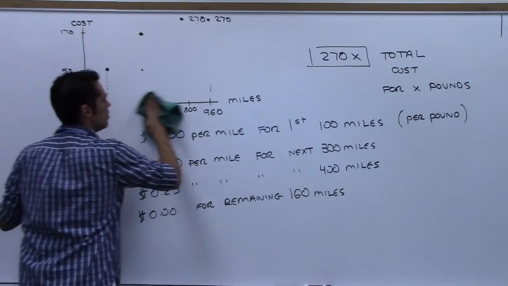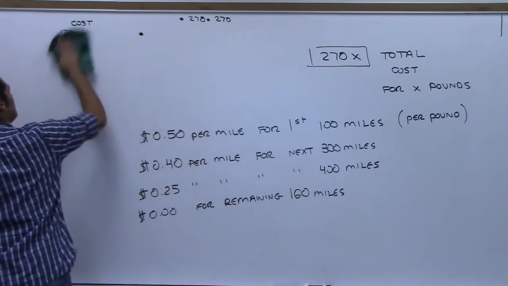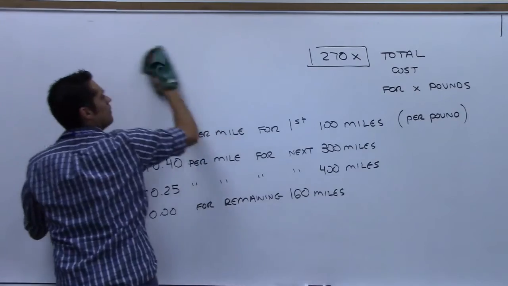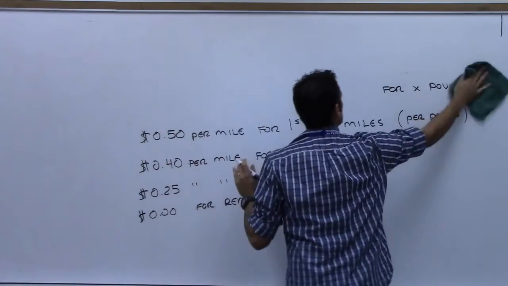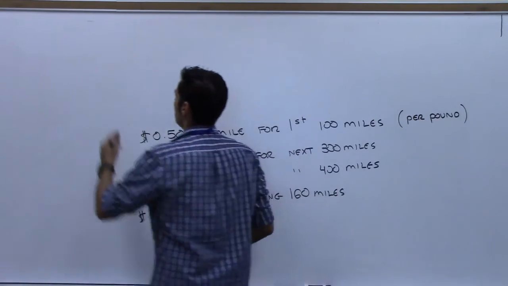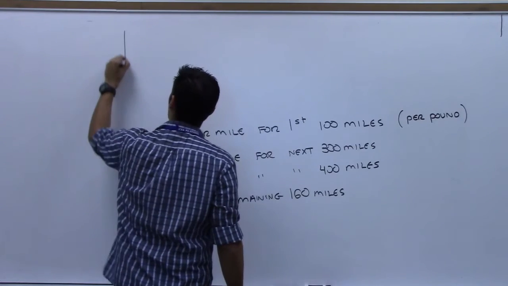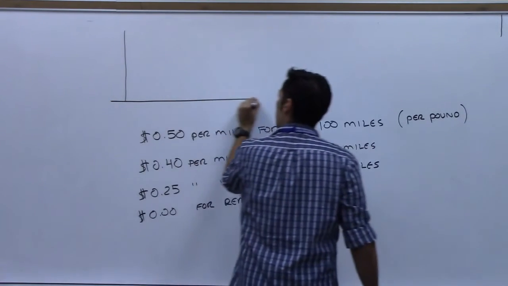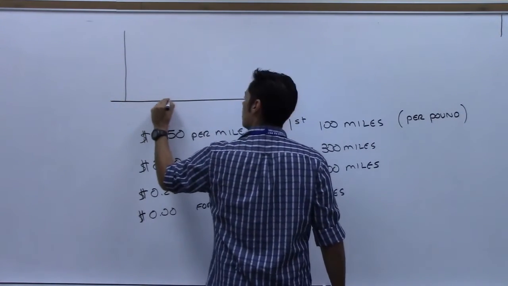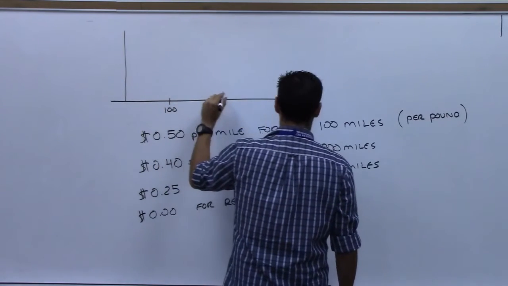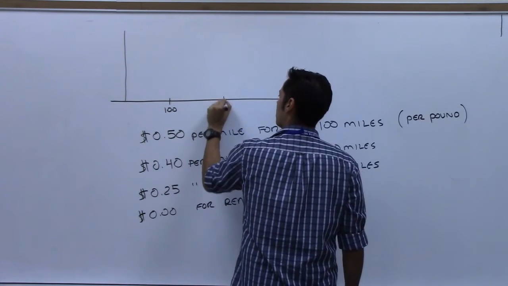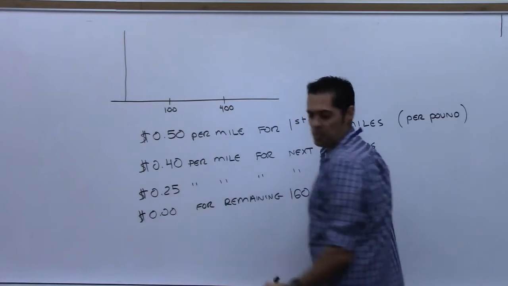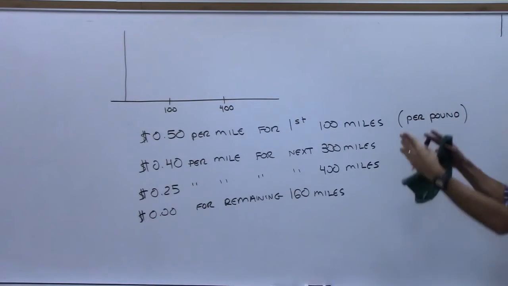I'm going to start this over. Basically, we're trying to find the slope of the line, wouldn't it? Well, maybe that's one way we can interpret it. If we're going to go between 100 and 400 miles, if that's what it says for part B, the cost if we're between 100 and 400.